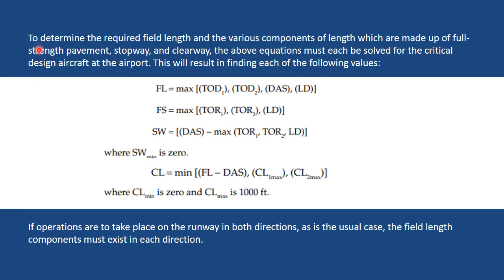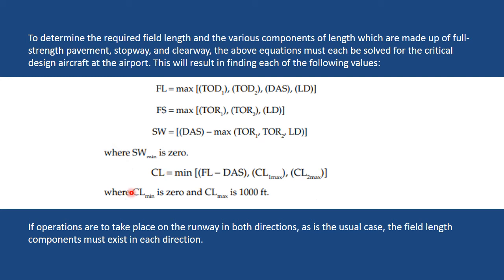So after we know the three cases, we should determine the required field length and the various components of length, which are made up of full strength pavement, stopway, and clearway. The above equations must each be solved for the critical design aircraft at the airport. This will result in finding each of the following values.